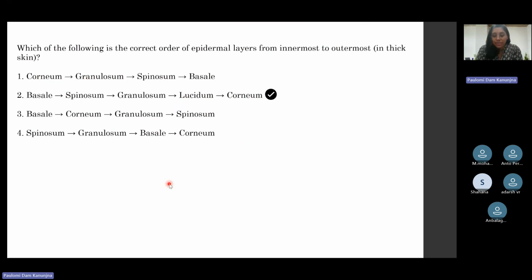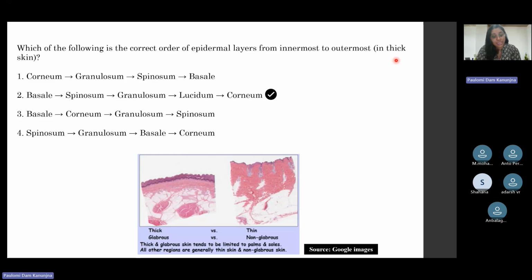Now there is one term on this slide. How many of you understood this term here, thick skin? Okay, so let me show you this. This is what is thick skin and this is what is thin skin. Thick skin is also called glabrous skin. Thin skin is called non-glabrous skin. Okay. Now, what are these? Thick, glabrous skin is basically present in your palms and soles, while all the other skin except for the palms and soles is thin skin.